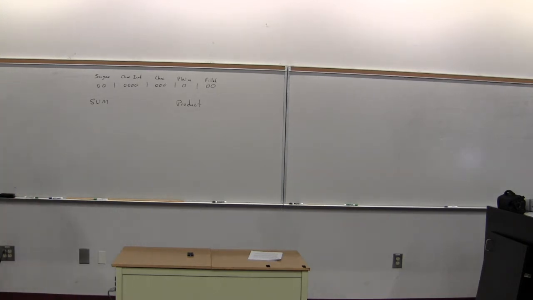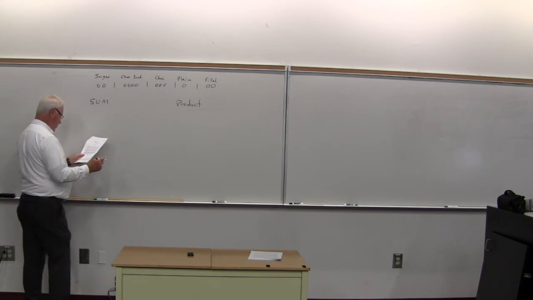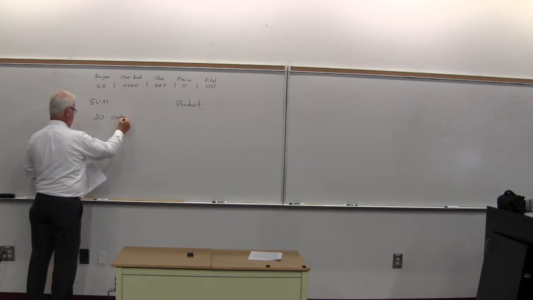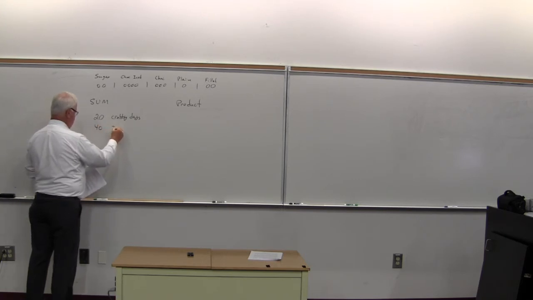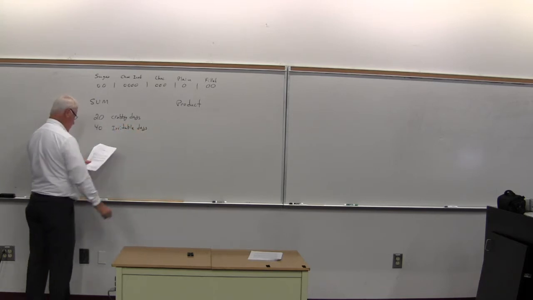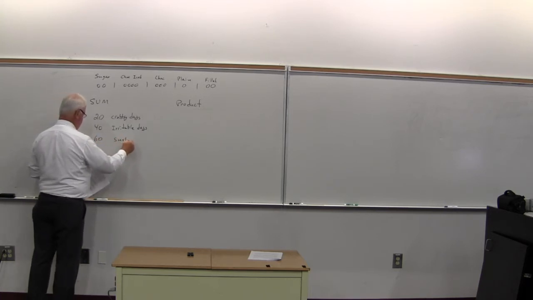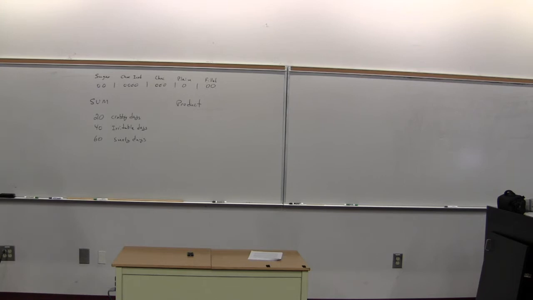Everybody knows about Linus and Lucy in the Peanuts characters, right? Let's say that Linus tells Lucy that he's going to allow her 20 crabby days, and 40 arable days, and 60 surly days. But she can't be both in the same day. All right? So how many days has he allowed her?